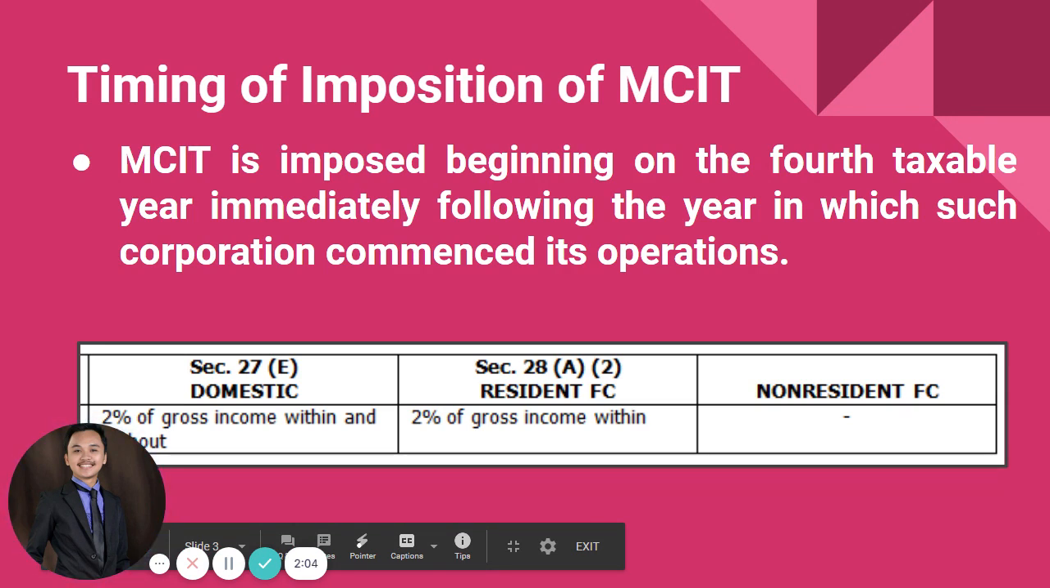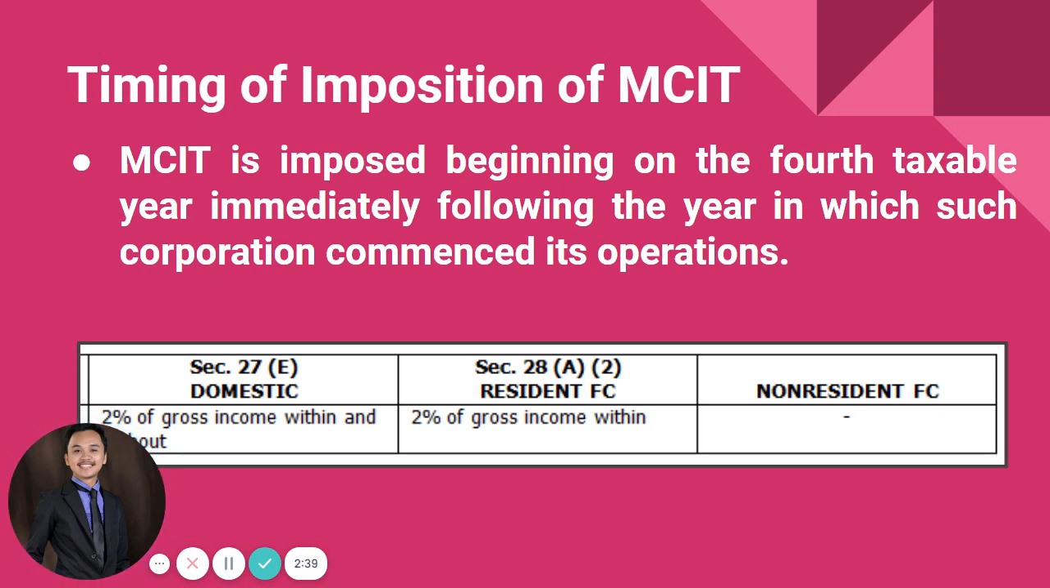Now, MCIT is only imposed beginning on the fourth taxable year immediately following the year in which such corporation commenced its operations. So that means not at all times can MCIT be applied to compute for the income tax due of a corporation. MCIT will only be imposed again immediately at the start of its fourth year of operation. So that means there is a 3-year period that the corporation is not allowed to use the MCIT.